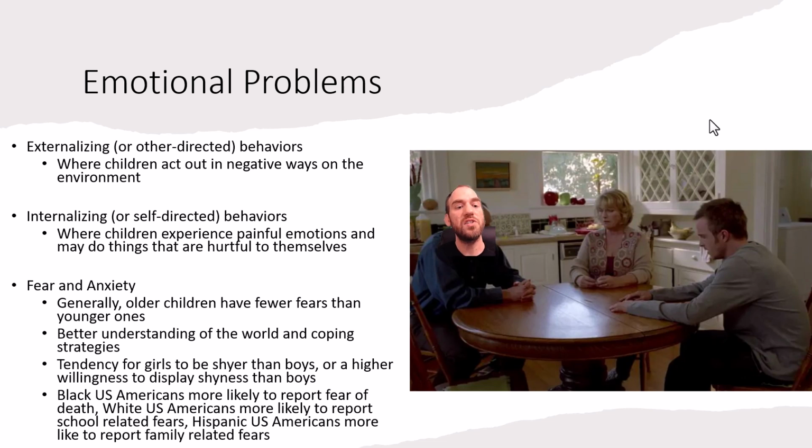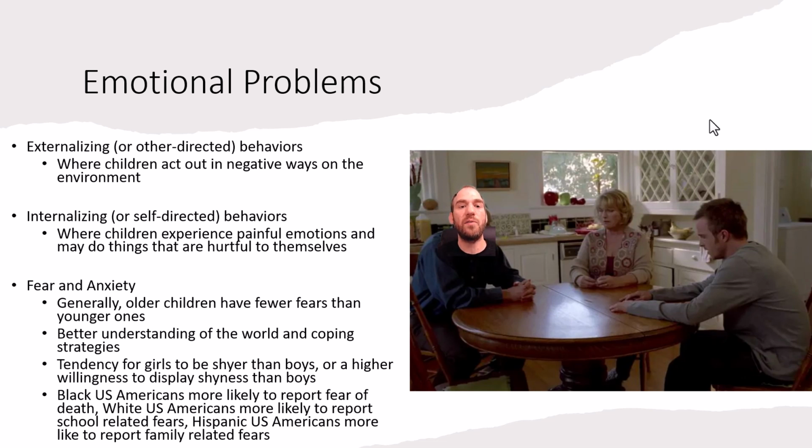Fear and anxiety. Generally, older children have fewer fears than younger ones. They have a better understanding of the world and better coping strategies. There's a tendency for girls to be shyer than boys, or a higher willingness to display shyness than boys. You've got to be careful there. Just because it's observable in girls does not mean that tendency isn't present in boys, but rather it might be masked and restrained due to gender display rules or something along those lines. You see this in autism as well. Sidebar, not quizzed on, but a side point. Black U.S. Americans are more likely to report fear of death. White U.S. Americans are more likely to report school-related fears. Hispanic U.S. Americans are more likely to report family-related fears.